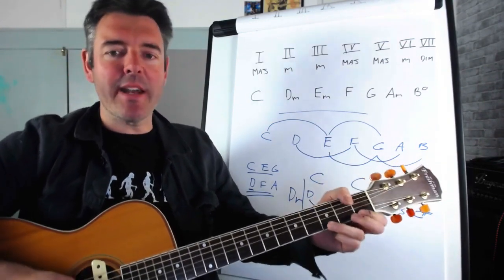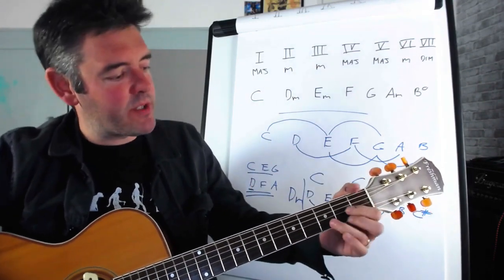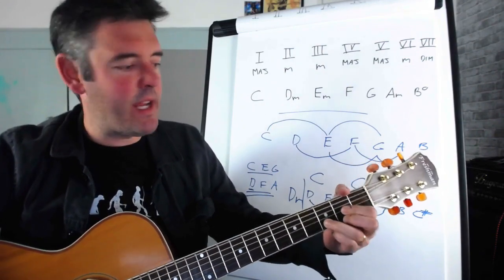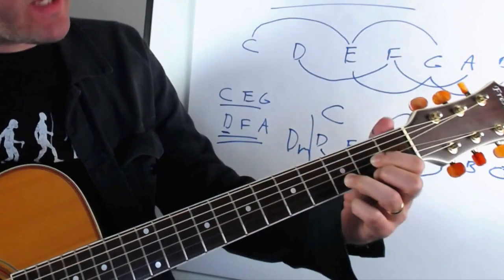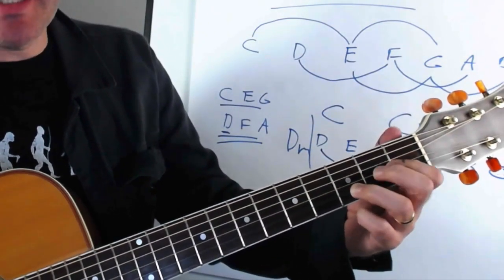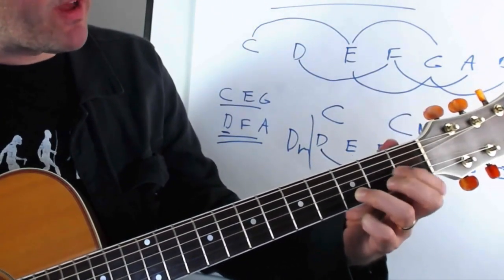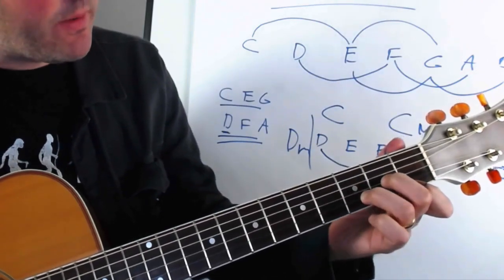So let's have a look at a D major chord. Now I'm sure you will know this basic D major chord down here around the open position. Now let's look at a D minor chord, which is this one. You just simply move this second fret on the high E string down to the first fret.